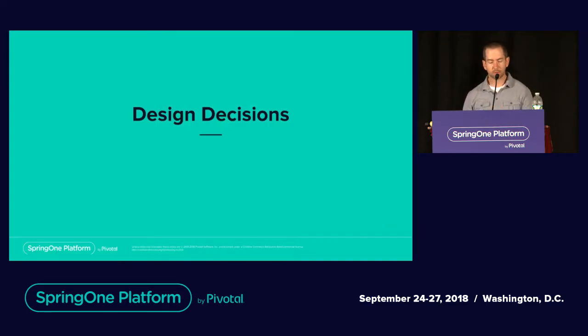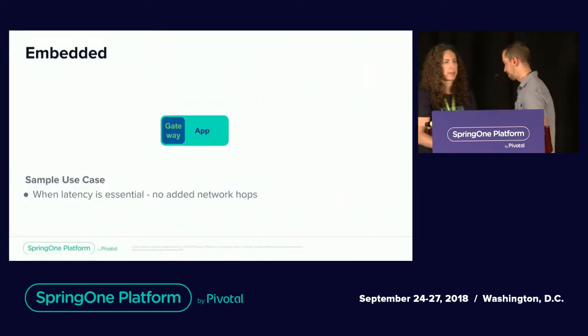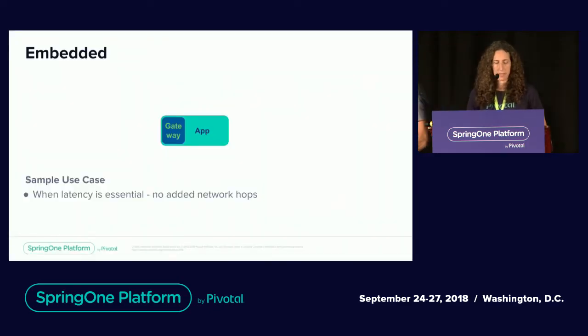So now I'm going to hand over to Cora, and she's going to talk about different architectures. Okay, thanks, Ryan. Yeah, so there's a few different ways you can deploy the gateway, a few different choices to make. So this example shows an embedded gateway where you simply add the gateway libraries right into your POM file or into your Gradle build file. It's part of your app, and so there's no extra latency. So, it's good for those use cases.